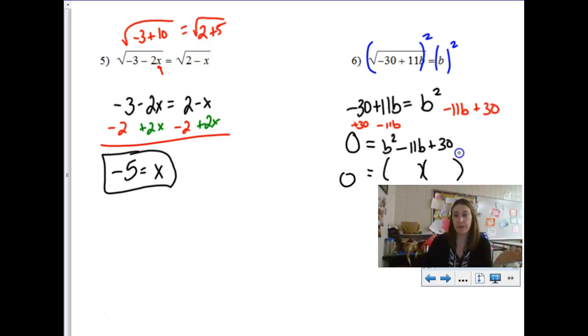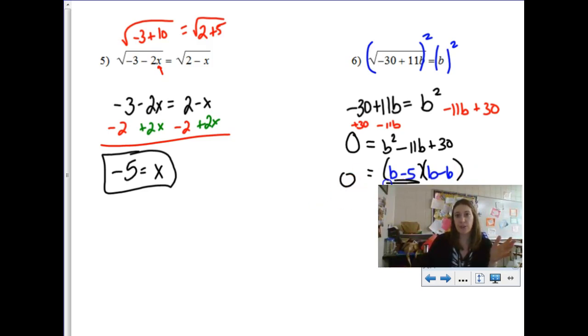So let's see, 3 and 10 won't work, 15 and 2 won't work, 5 and 6, that would work. So if I made them both negatives, how about b minus 5 and b minus 6? Those would multiply to 30, but the factors would still add up to negative 11 on the inside arches. So remember, we're solving this quadratic.